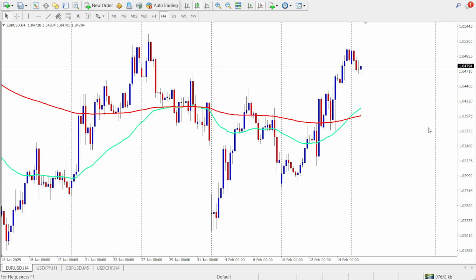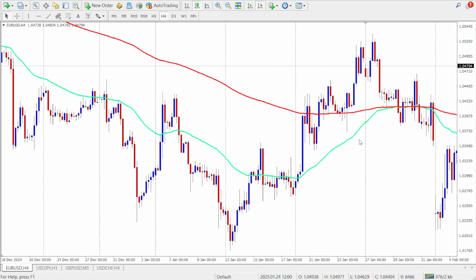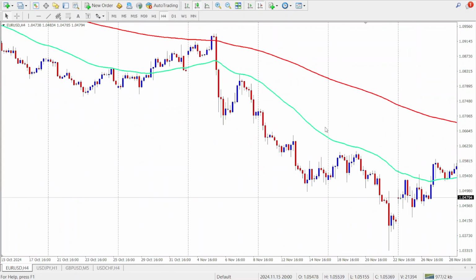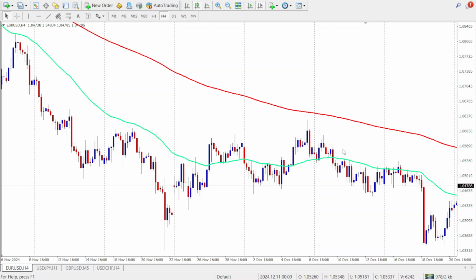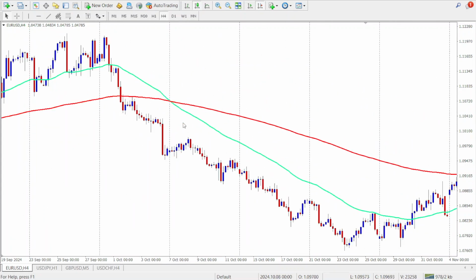If you are new to the moving average crossover, here's the basic concept. A moving average smooths out price data over a specific period, helping us to see the overall trend. When two moving averages with different time frames cross each other, it often signals a trend reversal or change in momentum. For example, the 50 period moving average represents the short-term trend. The 200 period moving average represents the long-term trend.